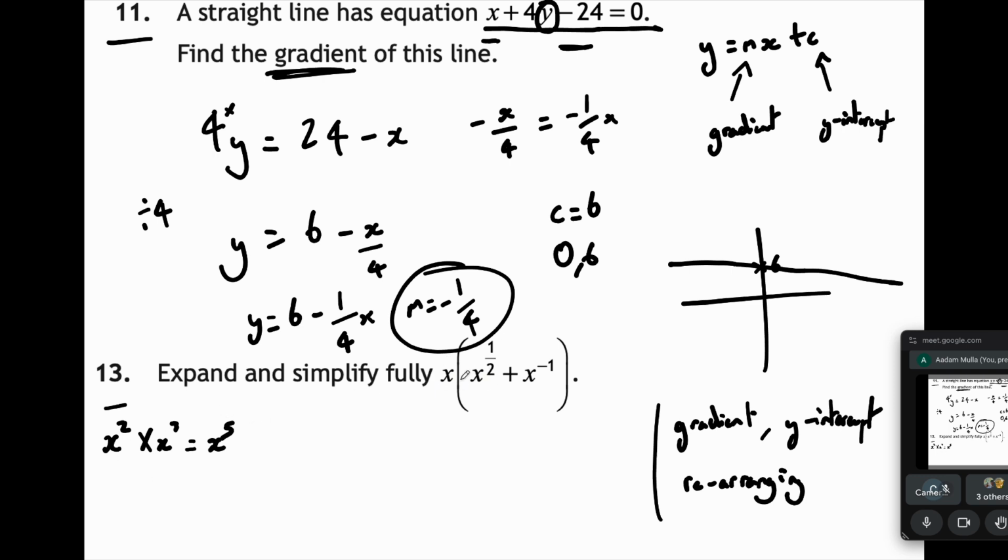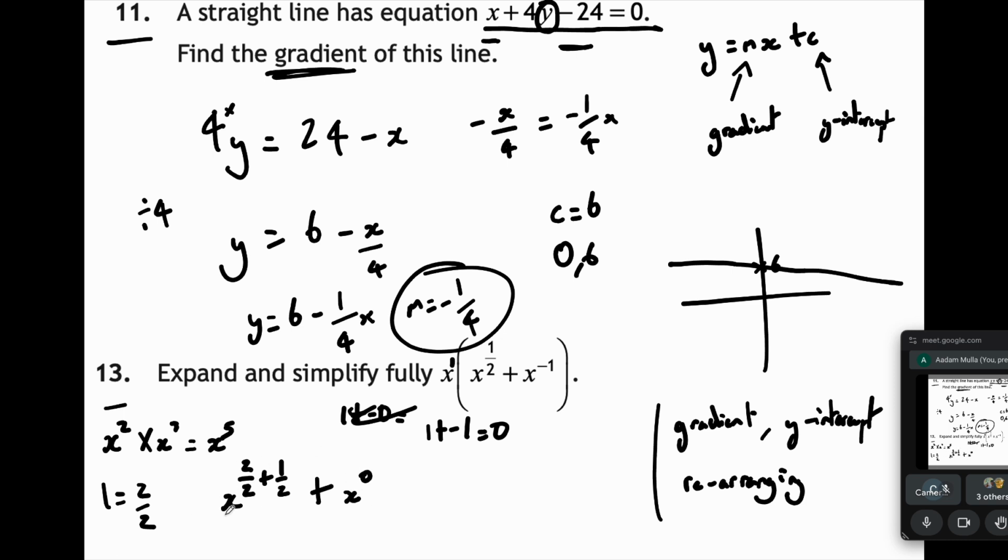So we're going to think of this same concept when we do this. Here we have x, and there's an invisible 1 here, multiplied by x to the half. And I'm going to think of this 1 is the same as 2 over 2. So I'm doing 2 over 2 plus 1 half, because I'm multiplying them together. So that times by that would give me this one, plus 1 add negative 1. So 1 plus negative 1 is going to be 0. So I've got x to the power of 0.